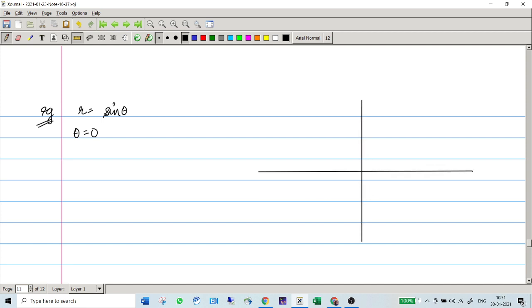So let us first do this. If theta is equal to 0, your value for r is sine 0, which is simply 0, right? Zero. So you have the point (r, theta) as (0, 0). So one of the points is (0, 0). Let us plot it. It would be right here.